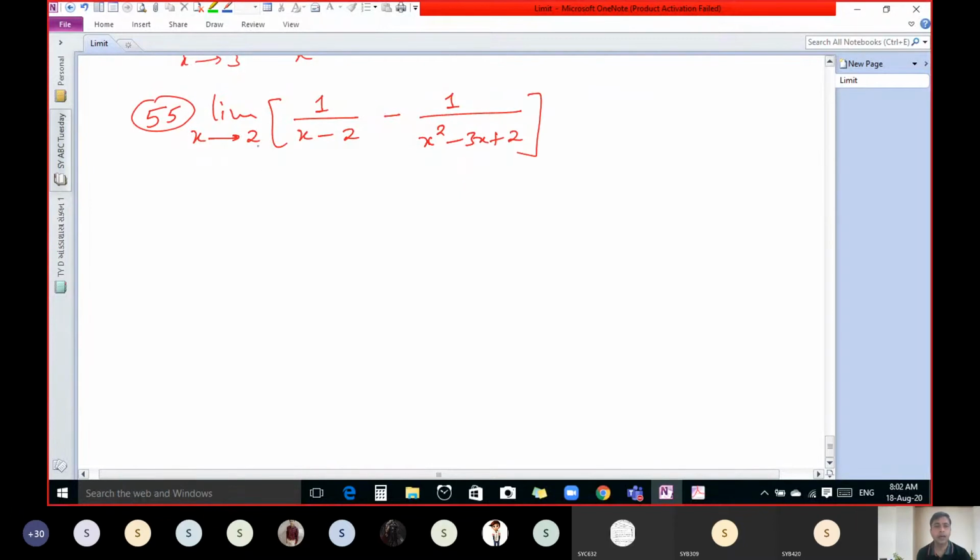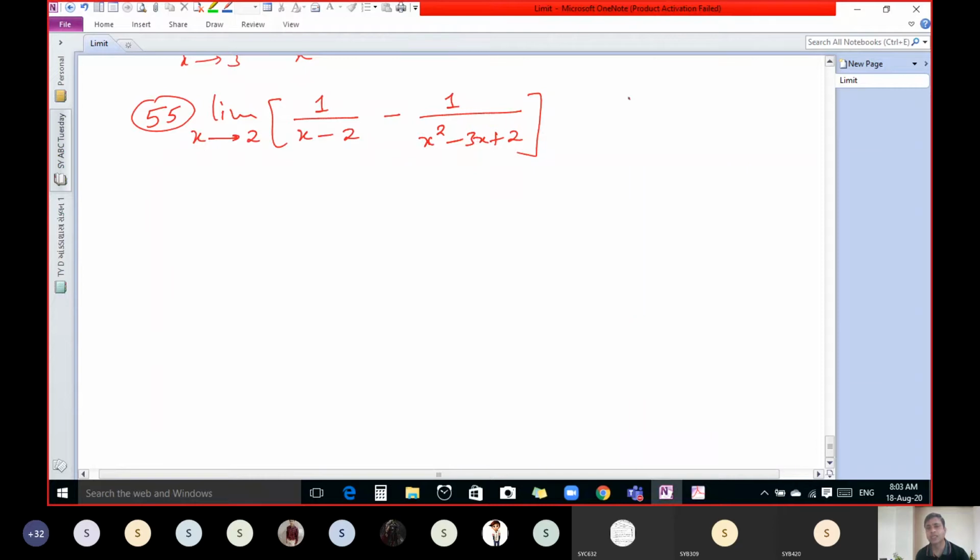Now see, if we put x equal to 2 here, we get 2 minus 2, that means 0, and 1 upon 0, that becomes infinite. So there is no question of 0 by 0 or another answer. Only we get answer infinite. That normally happens due to this minus sign, and some simplification is required.